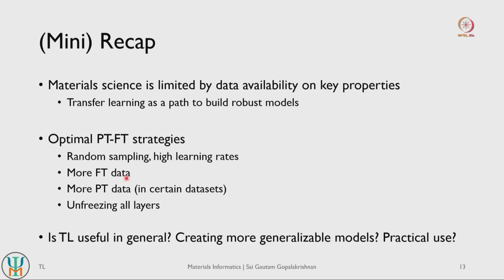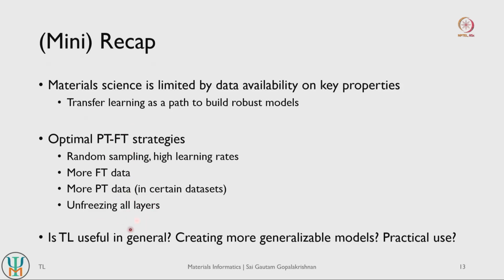More fine tuning data definitely helps in training of the models, whereas more pre-training data gives you non-monotonic improvement in performance. For data sets that are more normally distributed, more pre-training data definitely helps. For those that are more skewed distributed, more pre-training data may not necessarily help in giving better performance in your fine tuned models, right. So you have some non-monotonicity in the performance of models with respect to increasing pre-training data set size, and we found that unfreezing all layers definitely helps for transfer learning tasks in materials, right.